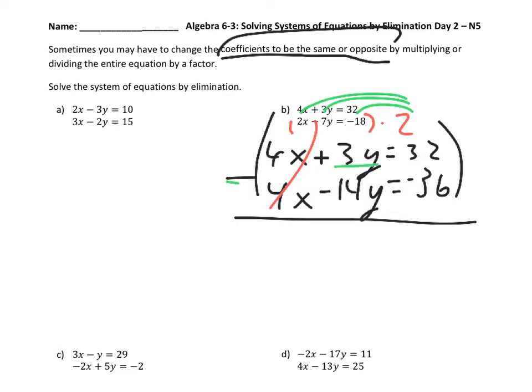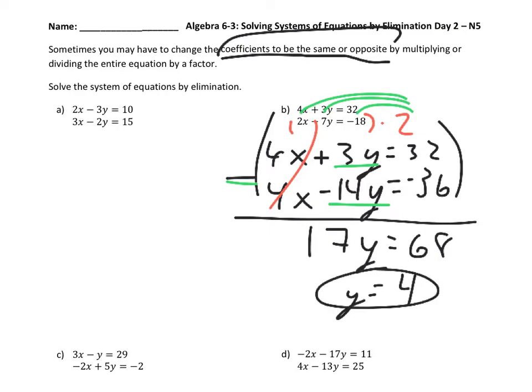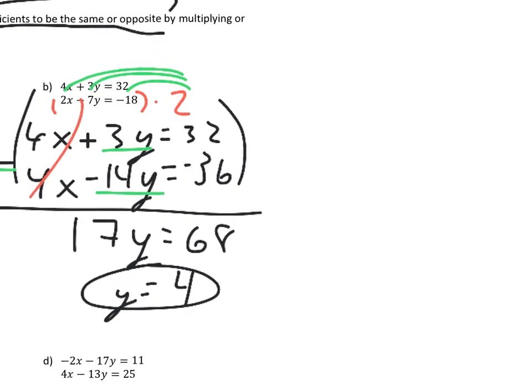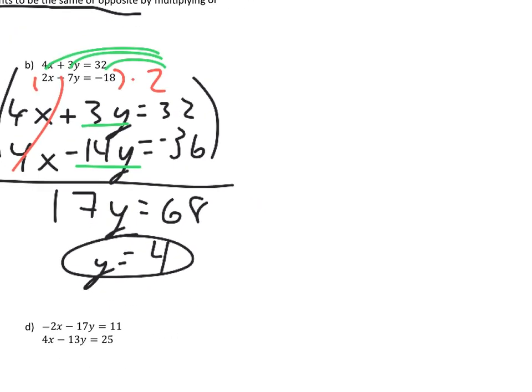3y minus negative 14y. If you have it memorized, double negative means we add, or just type it in the calculator: 3 minus negative 14. We get a positive 17y. 32 minus negative 36 becomes 32 plus 36, which gives us 68. We divide both sides by 17. We'll get y equals 4. And again, we're partially done with the problem. Of the ordered pair, we have the y. We need to find the x.